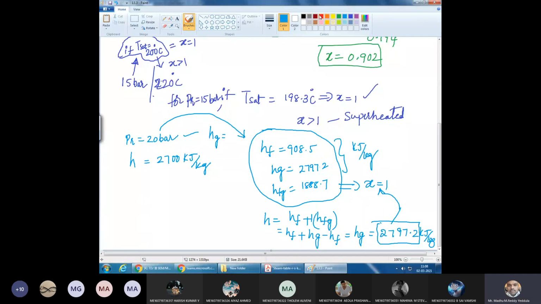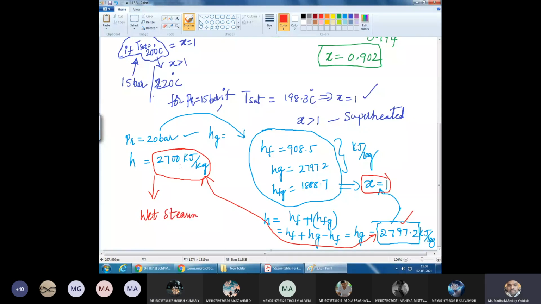But in the given problem, what is the heat given? The heat given is 2700 kilojoules per kg. Is this value more or less than this? Less. Our required enthalpy of the steam corresponding to dryness fraction 1 is 2797.2, but given as 2700, it is less than the required enthalpy. Therefore, what is the condition of the steam? Is it wet or dry? Wet steam, sir. It is wet steam.